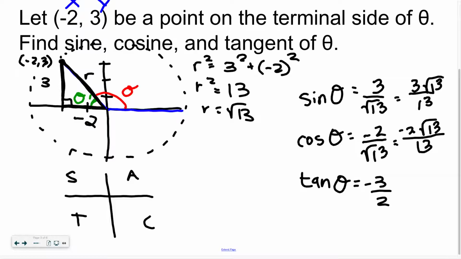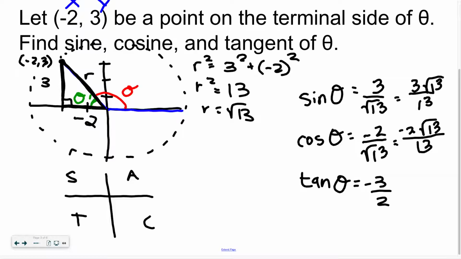Down here for tangent, I just put that negative anywhere. It is really 3 over -2 for opposite over adjacent, but I wrote it on the side. Those things are all the same. It doesn't matter where you put the negative. So I don't get too bothered by that, and that'll come in handy later as well.